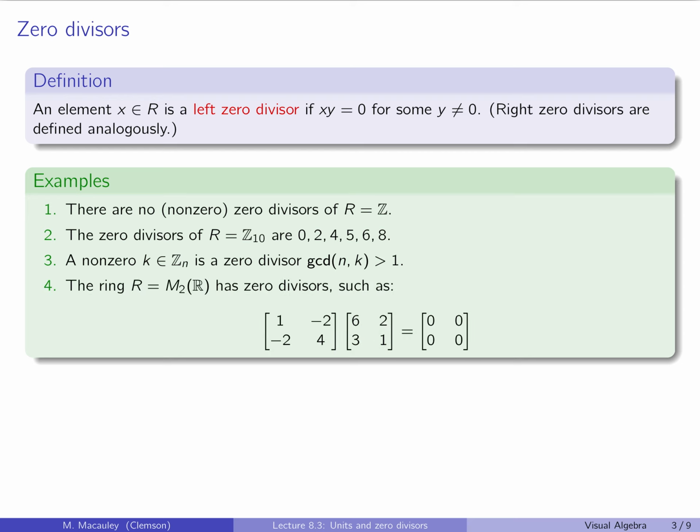The ring of matrices over, say, the real numbers has zero divisors. For example, here are 2 by 2 matrices whose product is the zero matrix. There's many more.